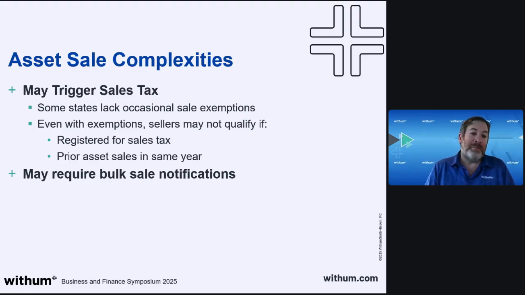So if you have prior asset sales in the same year, you had a client that was a health club, they regularly dispose of obsolete equipment, and when they're bringing in new equipment, well, they couldn't qualify for the occasional sale because they had too many asset sales. And I'll also note that again, if you are doing an asset sale deal, that may require bulk sale notifications to the state. So moving on to the next slide.